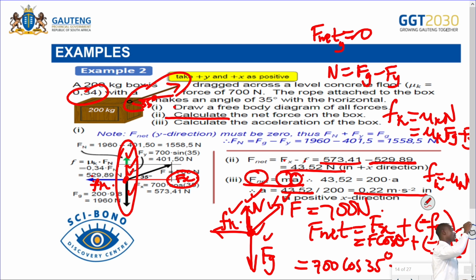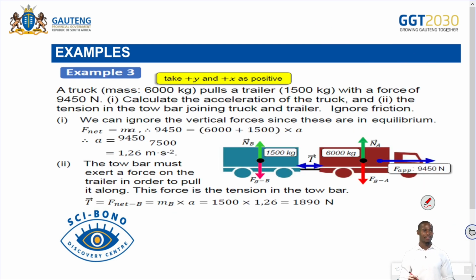Your vertical forces, it's your normal force plus your Fy minus your Fg, since it is acting in the opposite direction. This is equals to 0. So if you want to make N the subject of the formula, at the end we are going to have something like this. That is why here, when it comes to N, I substituted by Fg minus Fy, right?